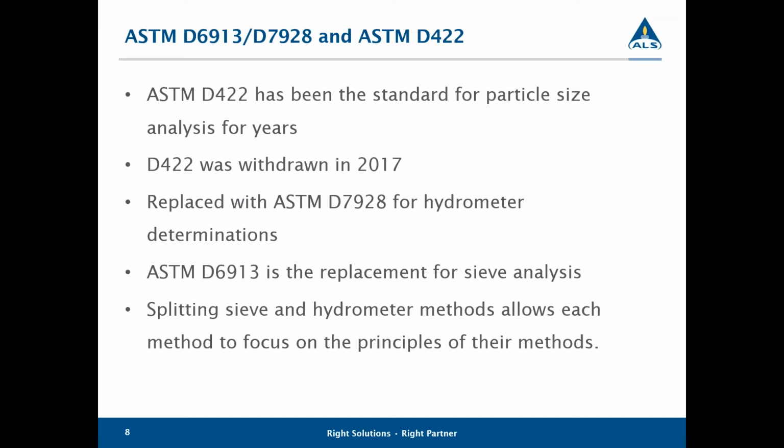So it was withdrawn in 2017 and replaced with two other methods. The first method, ASTM D7928, is a more specific method for using hydrometer for the sedimentation determinations, while ASTM D6913 is a replacement for the sieve analysis. So while D422 included both methods, now it's been split into two methods that allow us to have further details and further breakdowns specific to those methods.